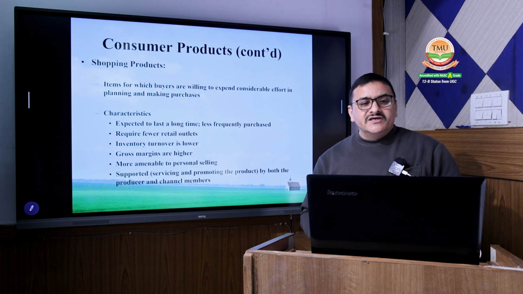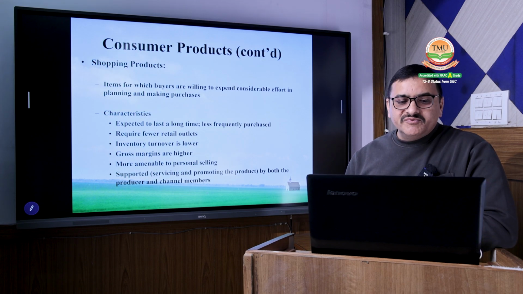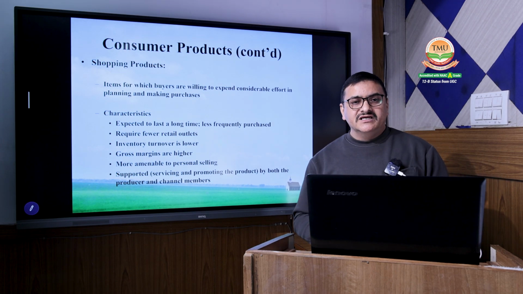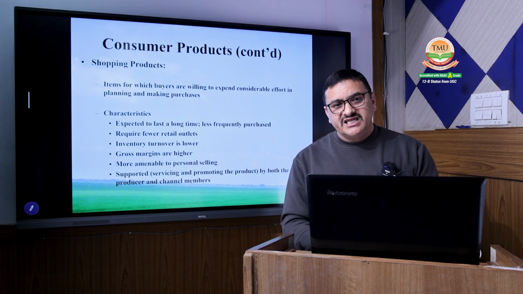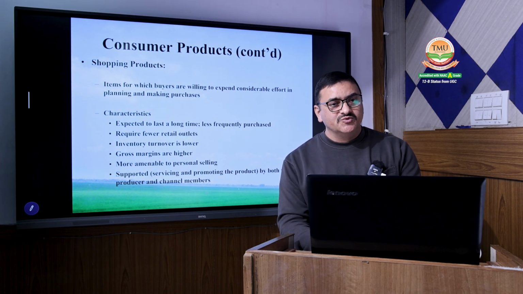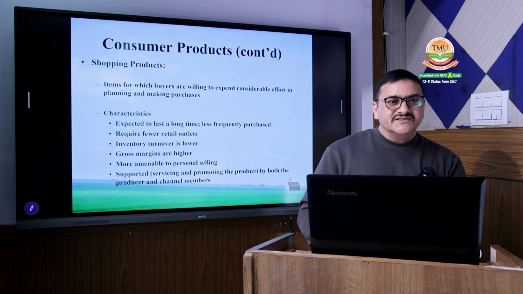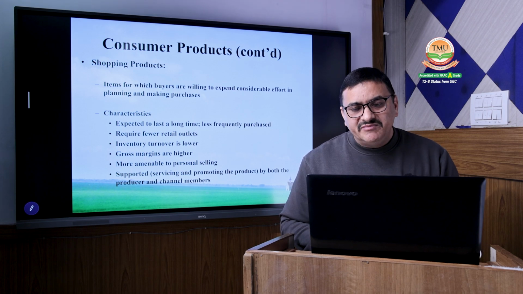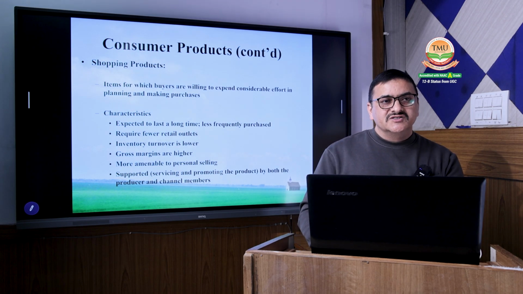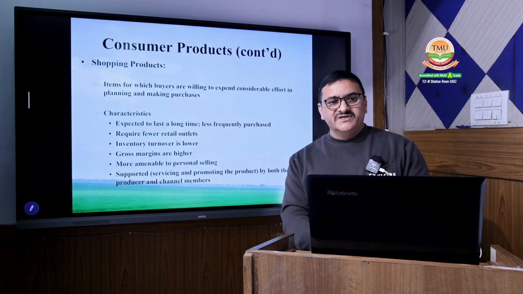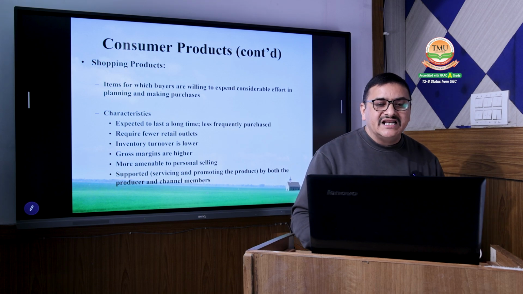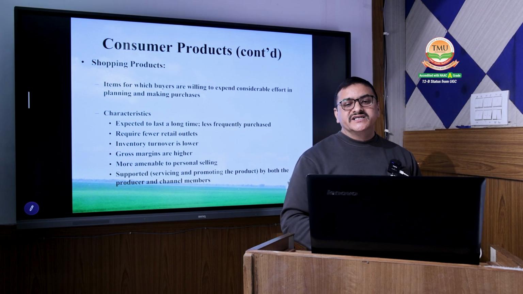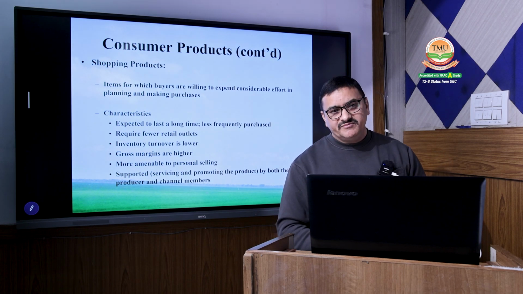Classification number 2 is the shopping products. Shopping products, as the name reveals, require more amount of time and money for taking a decision on what type of product is to be purchased. And when we are saying more time and money is required, it means the customer is taking care of all types of purchase decisions. Now, these are the items for which the buyers are willing to expend considerable efforts in planning and making purchases.